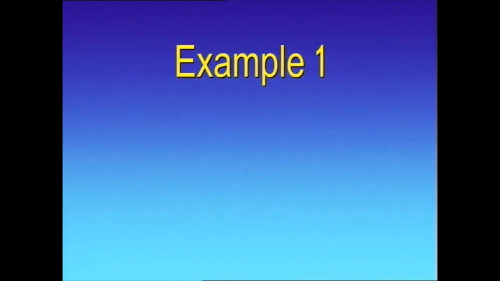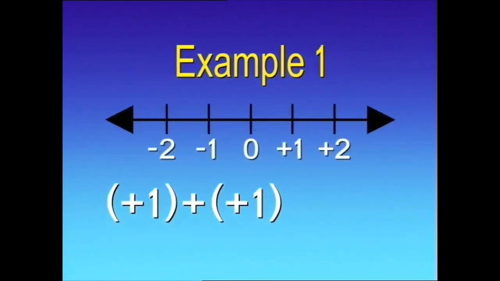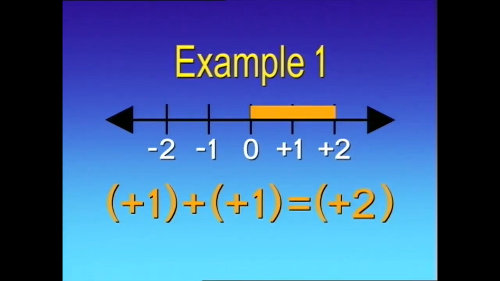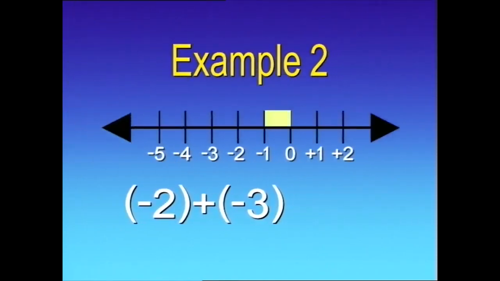To calculate positive 1 plus positive 1, we use 0 as the starting point. Move one space to the right and then move one more space to the right. We end up at the positive 2 position. That is, positive 1 plus positive 1 equals positive 2. Now how about calculating negative 2 plus negative 3? We move 2 spaces to the left and then move 3 more spaces to the left. The result is negative 5.